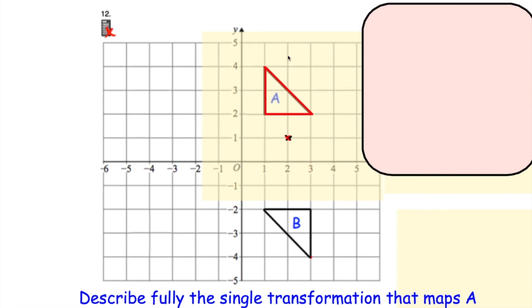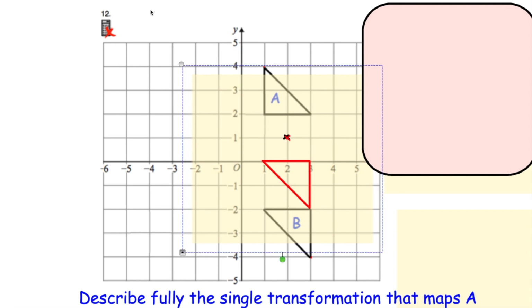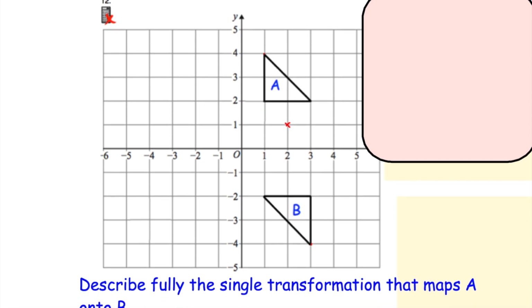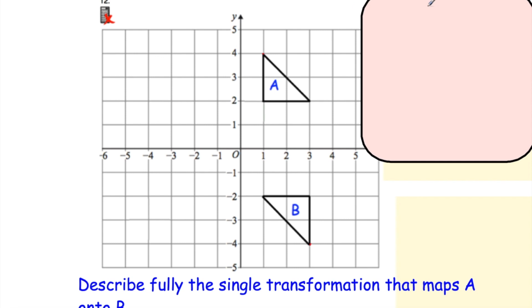So let's do that and see if it works. And as you can see, if we rotate triangle A 180 degrees about the point 2, 1, it doesn't land on where B would be. So let's get rid of that. That wasn't the right option. We'll rub out our center of rotation using our rubber, because that's not the right one. And then we'll try a new one.